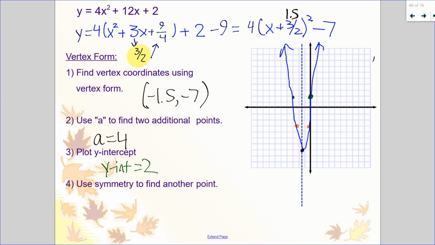All right, so I think the most challenging part is getting it in vertex form. So if you need help with that, ask me. Help with anything, ask me.